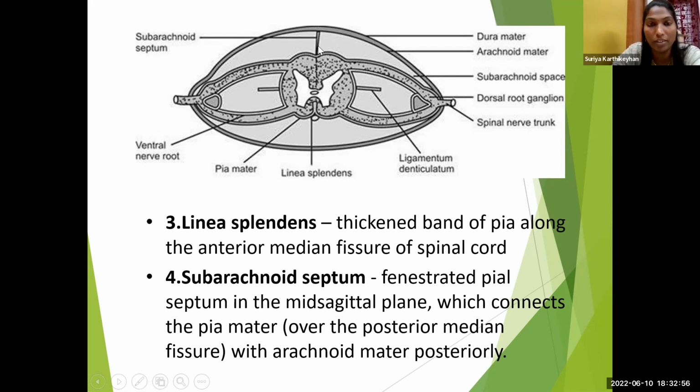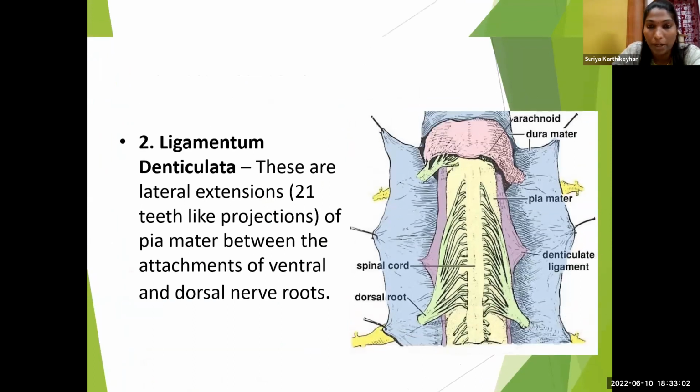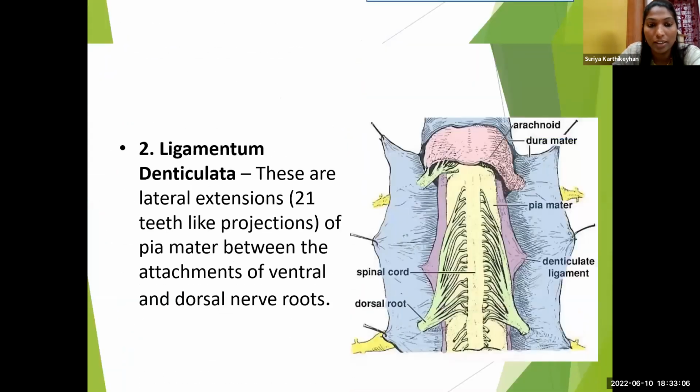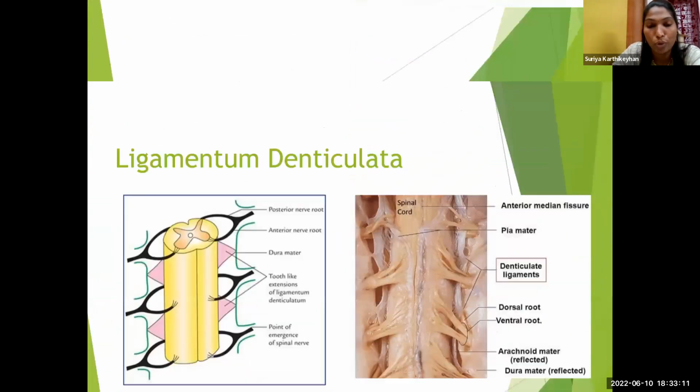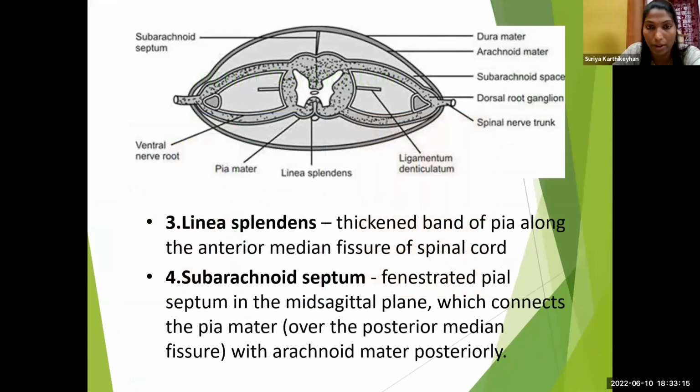So what are the four modifications of pia mater? First one is the filum terminale. Second is the ligamentum denticulatum. Third is the linea splendens. And fourth is the subarachnoid septum. All these are modifications of pia mater.